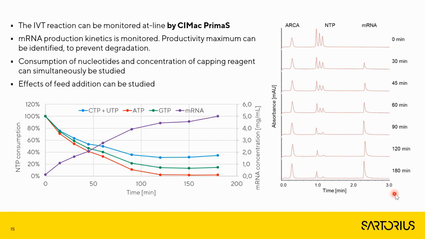Like I mentioned earlier, after 3 minutes of injecting the sample, we knew already what's the concentration of RNA versus concentration of each nucleotide. This is a capping reagent. In this case, we used ARCA. We very often use CleanCap or other capping reagents that might be available. So this is the first step. We know how much material we get from a particular concentration of nucleotides.